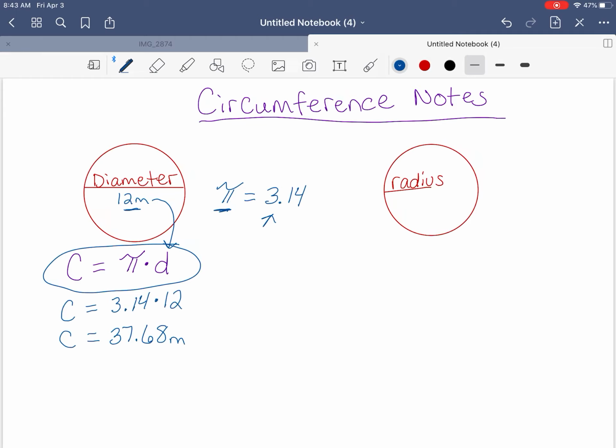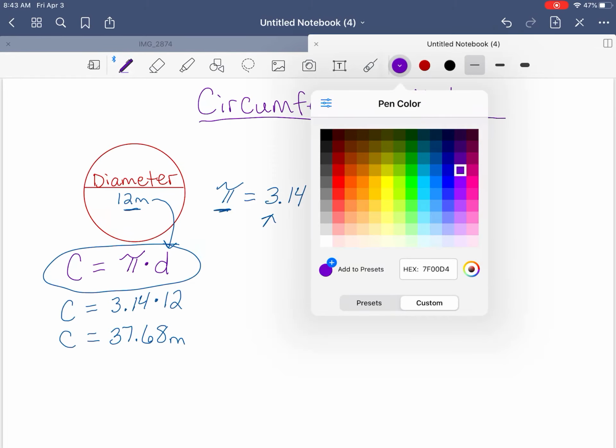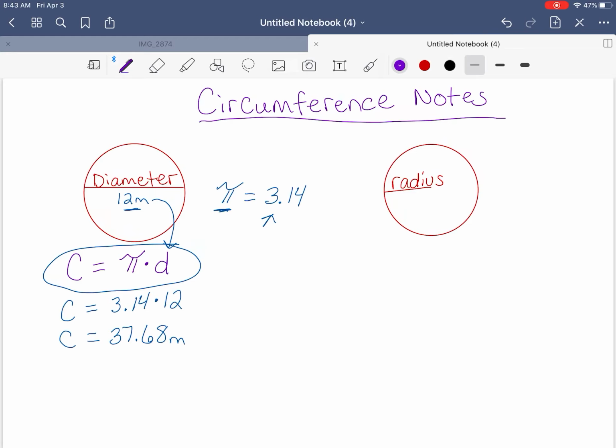So looking at this circle on the right, we have our radius. Our formula for calculating the circumference of a circle using the radius is circumference equals 2 times pi times the radius.